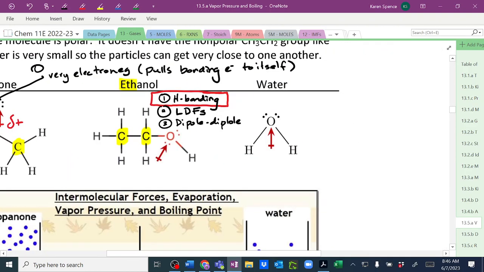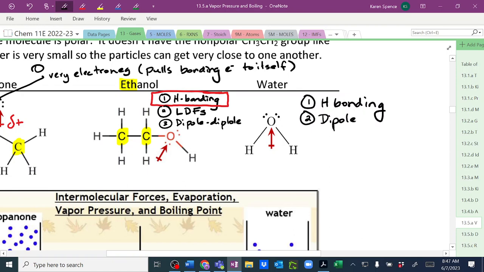Now let's consider water. What kind of forces do we have in water? We have hydrogen bonding, because we have that H attached to the O. Anytime we have hydrogen bonding, we also have dipole-dipole, although they're almost irrelevant because of the hydrogen bonding. And we have London dispersion forces, because we always have London dispersion forces. Which of those is the most important for water? Hydrogen bonding. It is the strongest of them all.